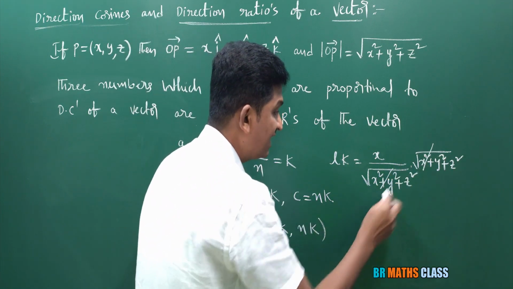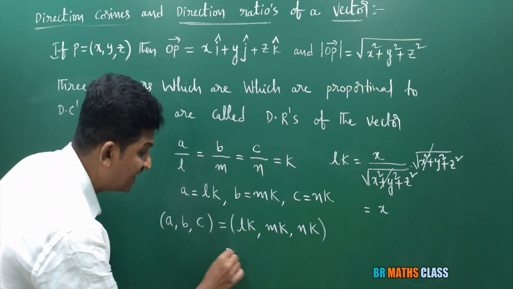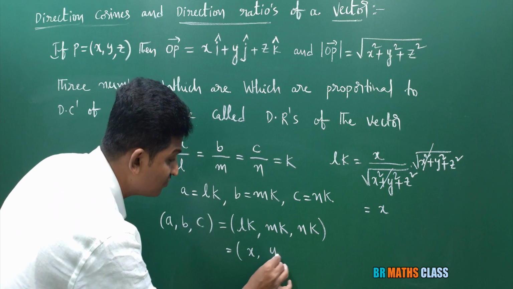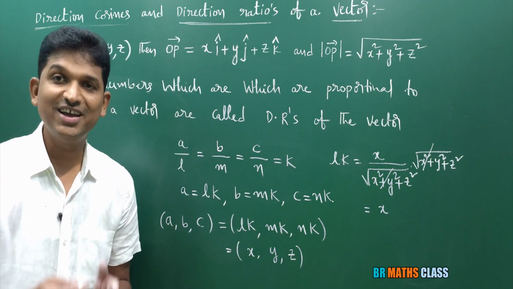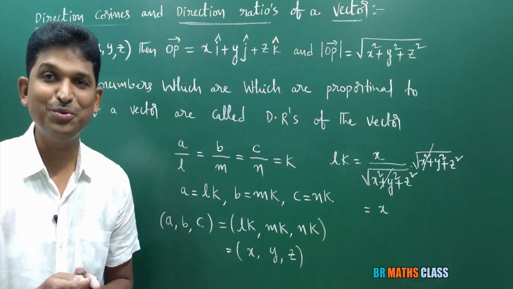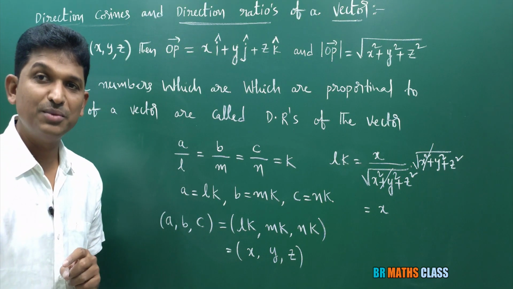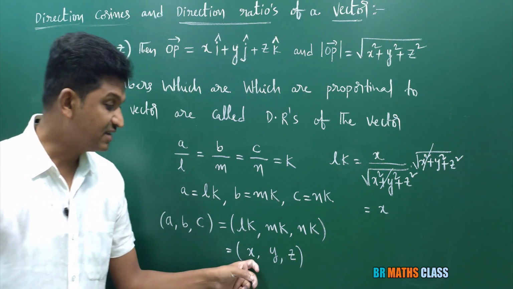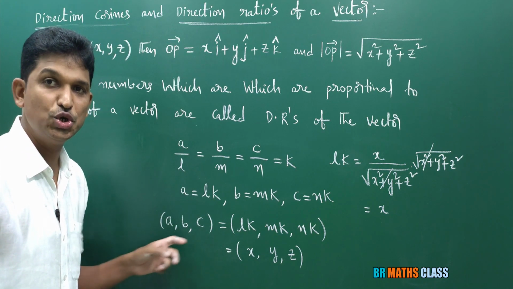Now what happened? These two will get cancelled. You got LK as x. Similarly, you will get MK as y. Similarly, you will get NK as z. What you came to know, a very important point: for the vector OP bar, if P equals x comma y comma z, then x comma y comma z are nothing but the direction ratios.